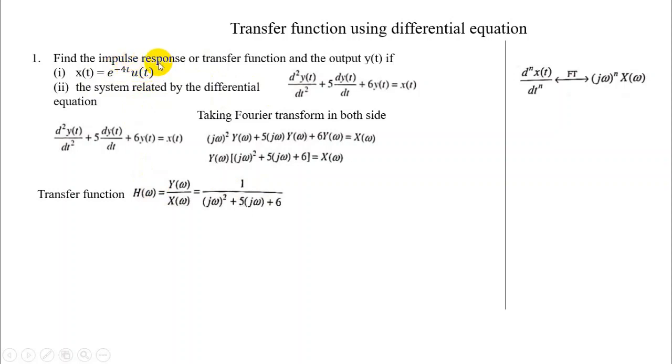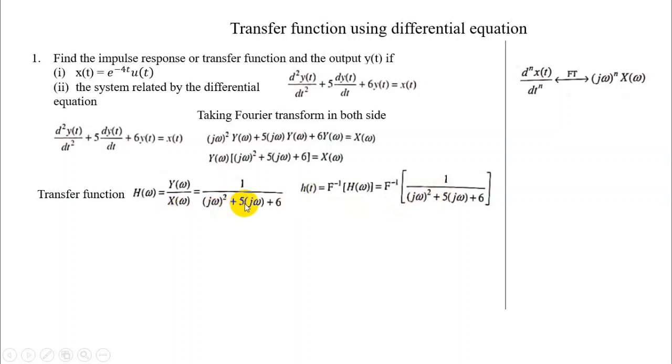In that question you are asked to determine the transfer function or impulse response. Basically this is the impulse response in the frequency domain, so H(omega) should be determined. And for the other part, when you need to determine y(t), you need to transform this Y(omega). Actually you need to take the inverse Fourier transform to go to the time domain.